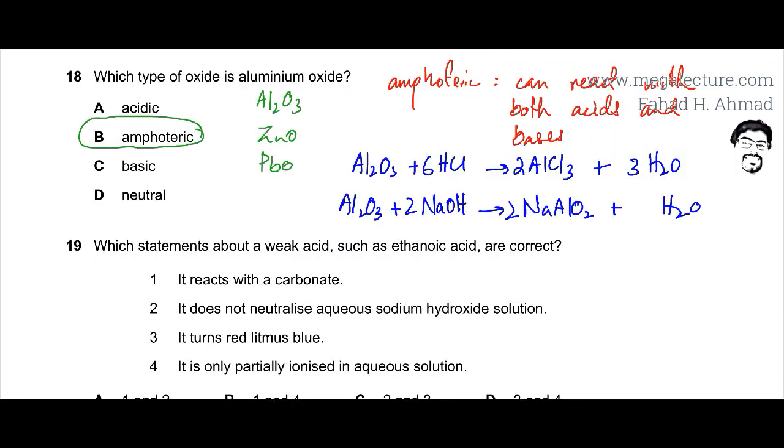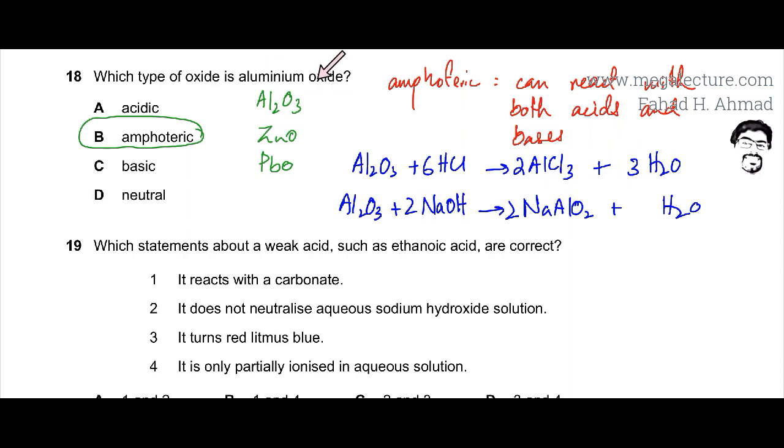I've shown you the equations for the reaction of Al2O3 with an acid, and also with a base, and you must remember these equations because aluminum extraction is in the syllabus for O levels, and these equations come in those processes. So Al2O3 reacts with HCl, ending up producing a salt, which is AlCl3, and a water molecule. Al2O3, on the other hand, can also react with bases or alkalis like NaOH, and they would end up producing salt and a water molecule. The name of the salt would be sodium aluminate.